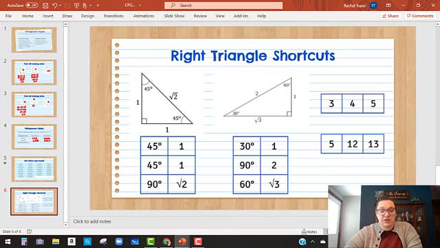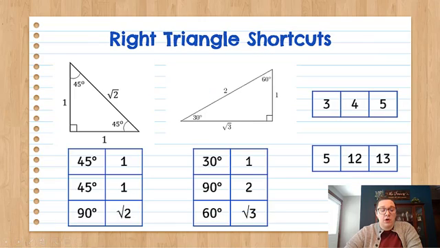With our last bit here, I just want to kind of review with you for a moment where we've come. So we have shortcuts with right triangles now. We have the 45, 45, 90 shortcut. We have the 30, 60, 90 shortcut. And now we have 3, 4, 5, and 5, 12, 13 shortcut.